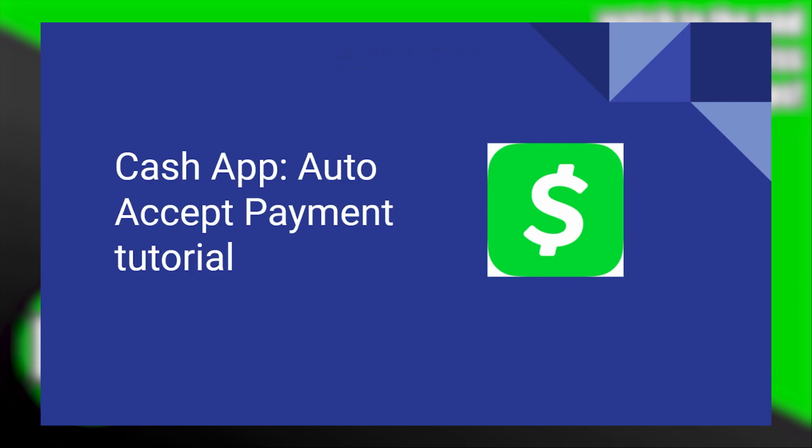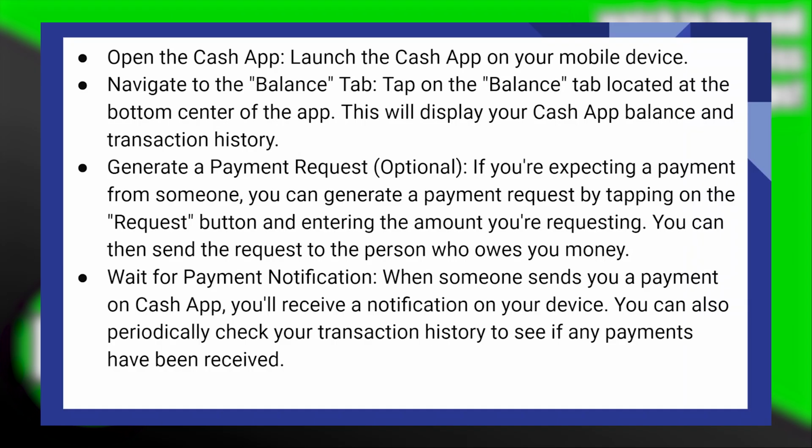It is very easy to use Cash App Auto Accept Payment. Today I'm gonna show you how to do it. First, launch the Cash App on your mobile device. Next, tap on the Balance tab located at the bottom center of the app. This will display your Cash App balance and transaction history.